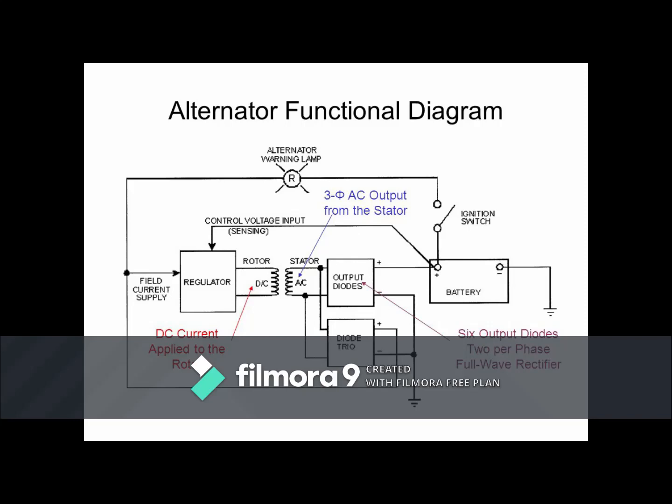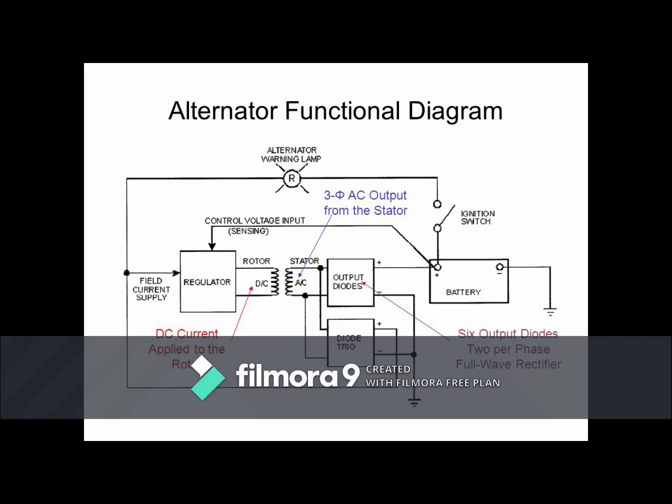The rotor carries a field winding which is supplied with direct current through two slip rings by a separate DC source. This DC source, known as the exciter, is generally a small DC shunt or compound generator mounted on the shaft of the alternator. Okay, and the next one is the stator.